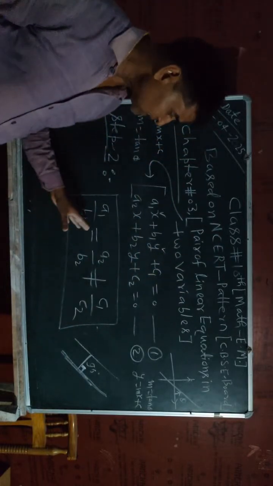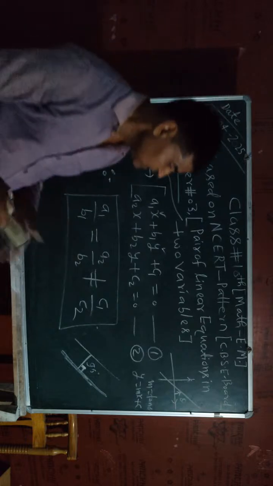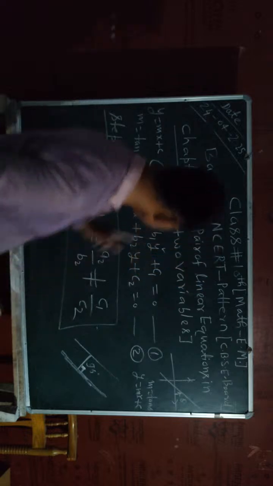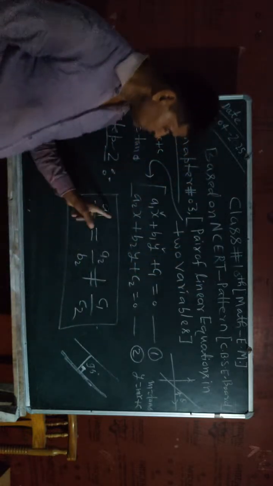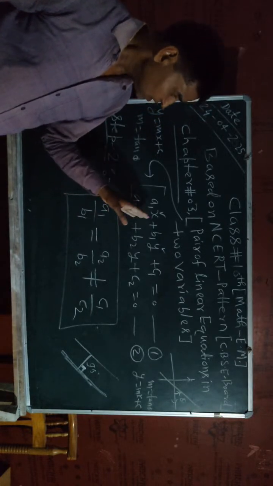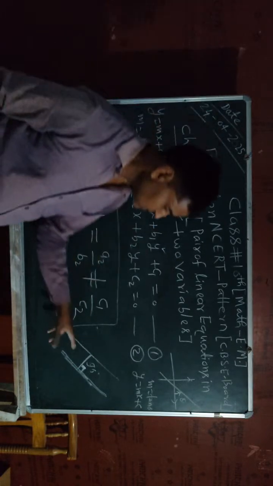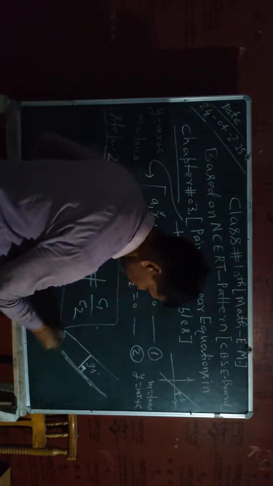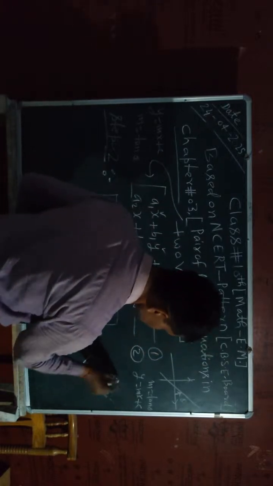So if two lines are parallel to each other, in this case I cannot calculate the value of x and y. In this condition, if the slope of the first line and the slope of the second line are equal, it means that both lines will not intersect at a point. It means that this line will go to minus infinity and this line will also go to plus infinity, but both lines will not intersect each other.